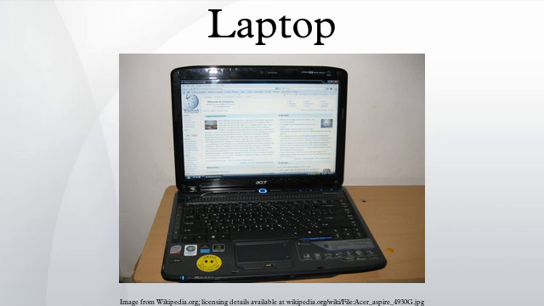A laptop is a portable personal computer with a clamshell form factor, suitable for mobile use. They are also sometimes called notebook computers or notebooks. Laptops are commonly used in a variety of settings, including work, education, and personal multimedia.